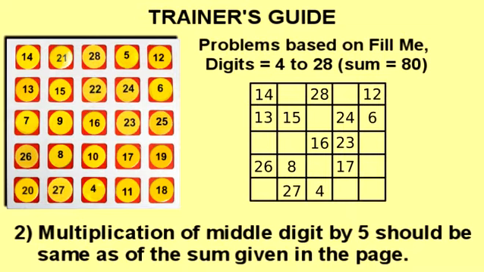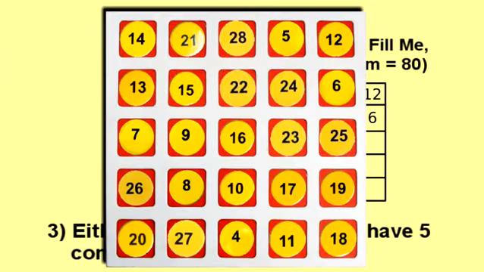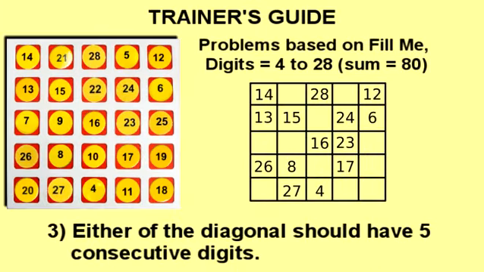Now we have to move to our third condition. Our third condition is either of the diagonal should have 5 consecutive digits. Back to filmy grid, the condition says either of the diagonal should have 5 consecutive digits, and here you can see we have 14, 15, 16, 17 and 18. They are 5 consecutive digits which are placed diagonally right. So our third condition is also satisfied.